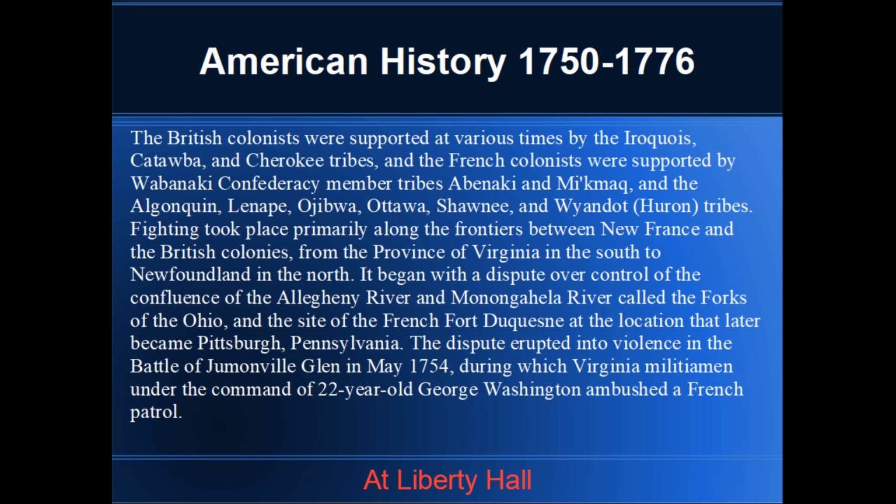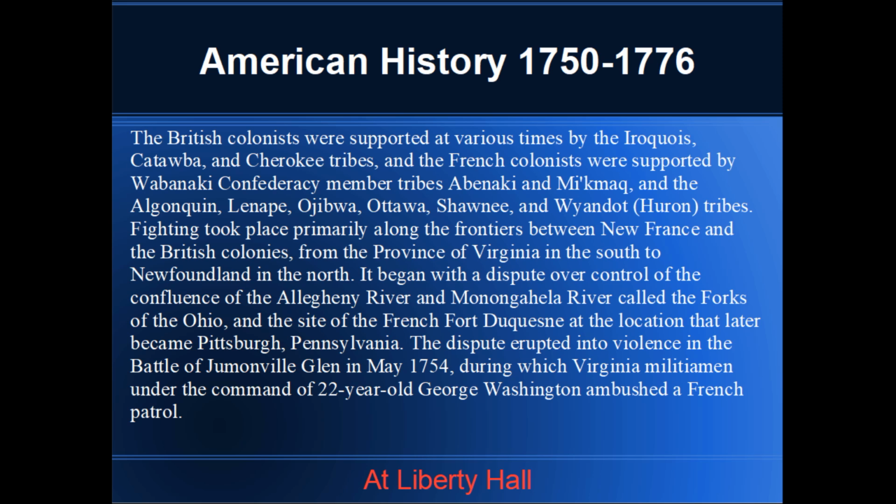The British colonists were supported at various times by the Iroquois, Catawba, and Cherokee tribes, and the French colonists were supported by Wabanaki Confederacy member tribes Abenaki and Mi'kmaq, and the Algonquin, Lenape, Ojibwa, Ottawa, Shawnee, and Wyandot Huron tribes. Fighting took place primarily along the frontiers between New France and the British colonies, from the province of Virginia in the south to Newfoundland in the north.